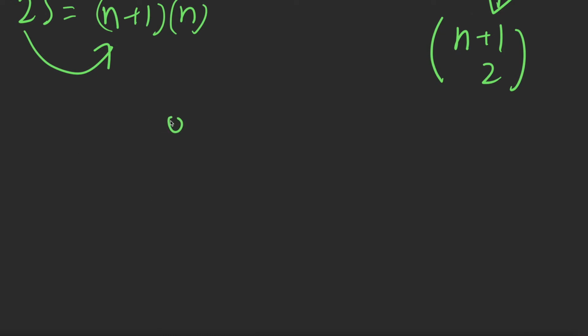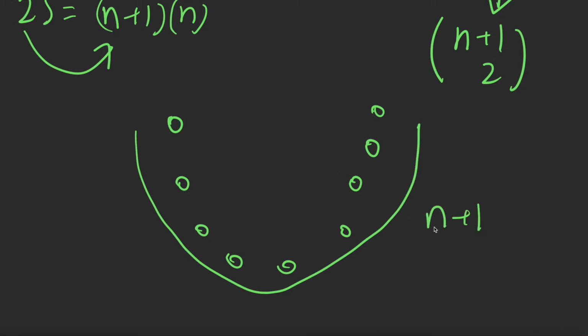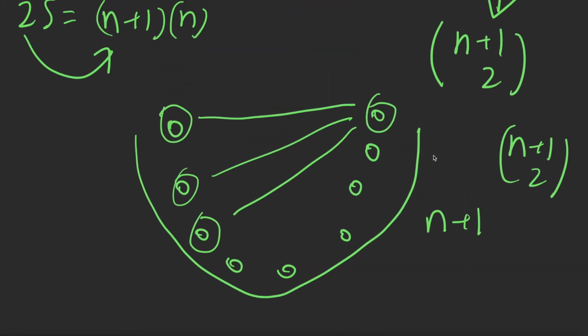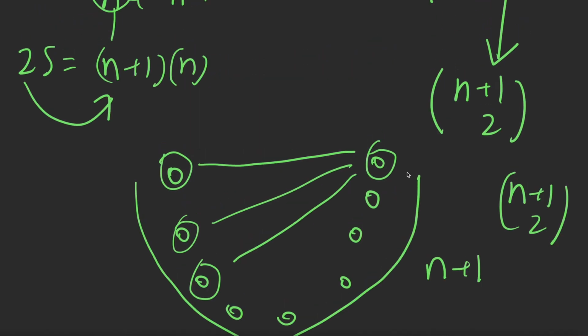Suppose you have n plus 1 people and you want to choose any two of them. Suppose this and this person, that's one combination, this and this person, that's another, these two and these two, like that. So the total number of combinations where you can select two of these n plus 1 people is n plus 1 c2.